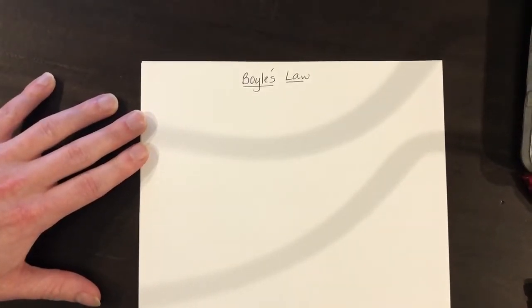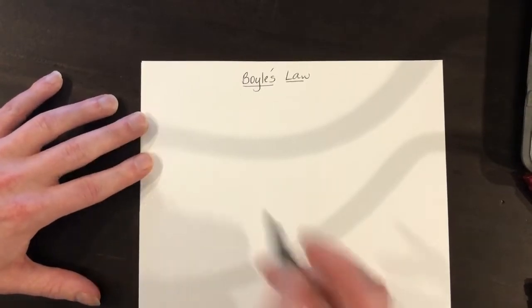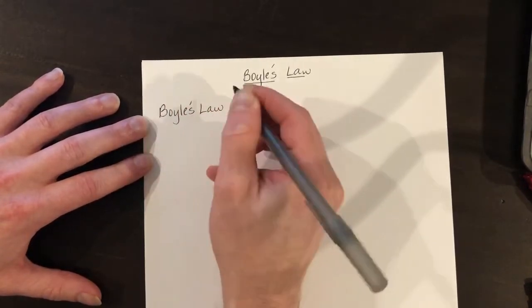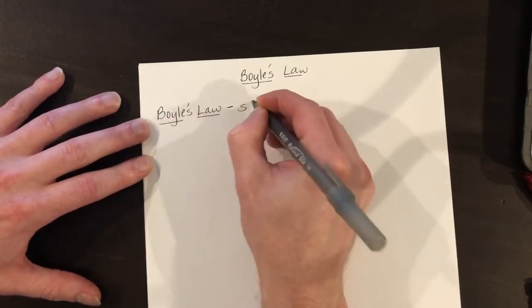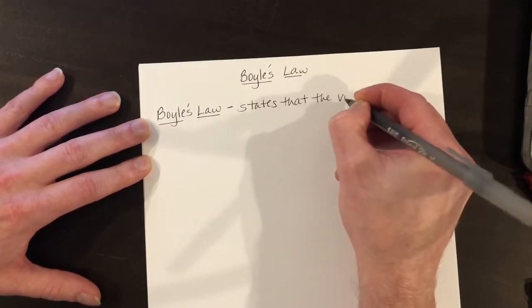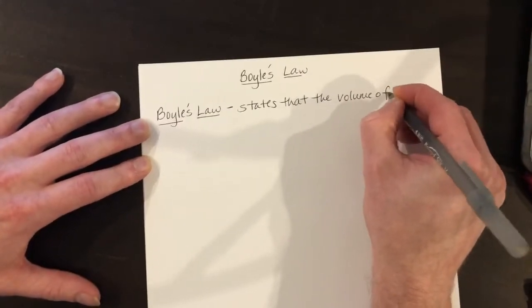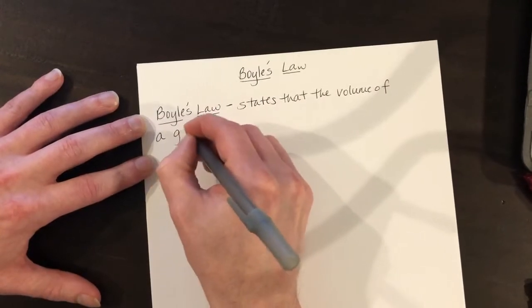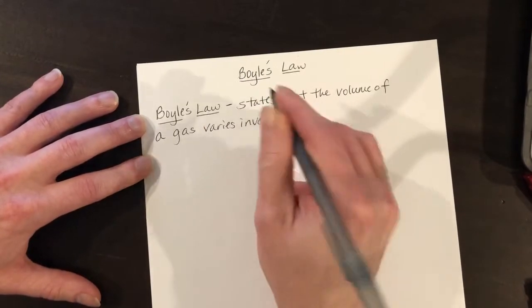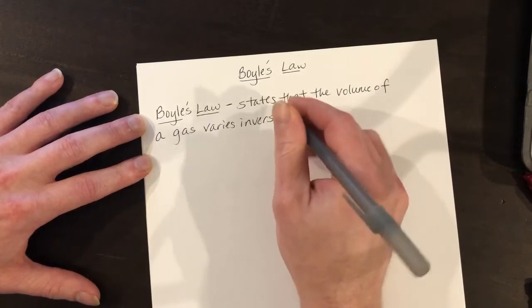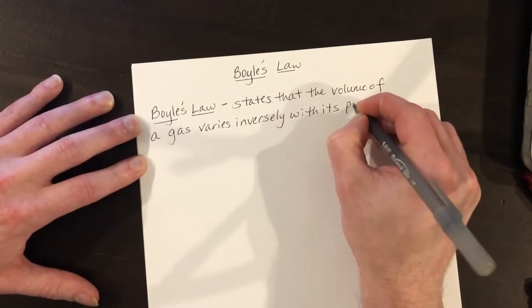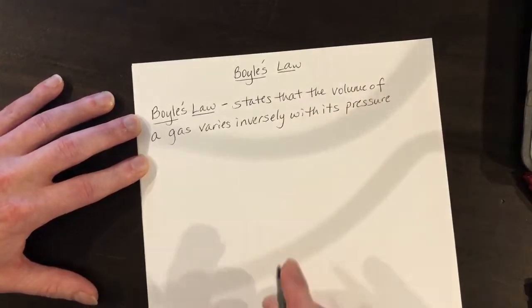Okay, so the first gas law we're going to talk about is Boyle's law. Now, Boyle's law states that the volume of a gas varies inversely with its pressure at a constant temperature.